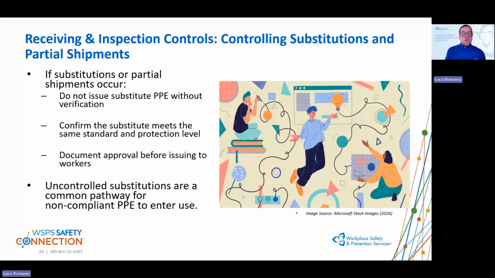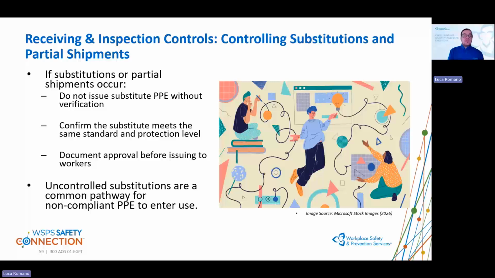Okay, I want to quickly talk about controls too for substitutions and partial shipments. This is a reality of something that can happen, right? If it happens, the key thing is that when you're aware and it's received, don't issue the substitute personal protective equipment without verifying it.